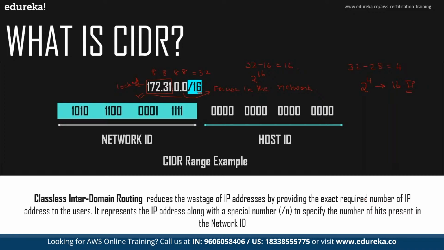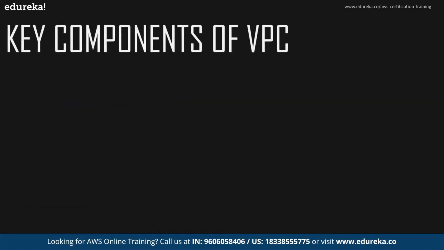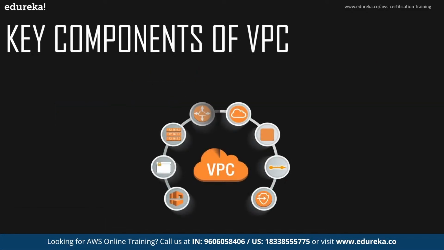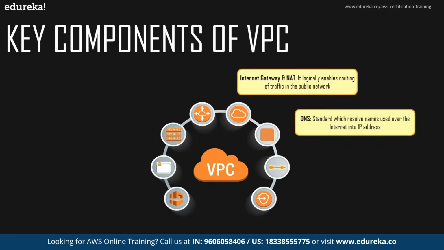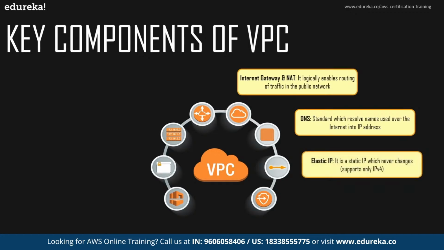Now that we have understood the basics of IP address and CIDR, let us see what are the key components of VPC. The key components of VPC that we would be talking about and also doing hands-on on are the following. 1. Internet Gateway and NAT. It logically enables routing of traffic in the public network. That is, it gives us the gateway, like a firewall, from which our VPC can connect to the internet. DNS, a standard which resolves names used over the internet into IP addresses. Elastic IP, it is a static IP which never changes.